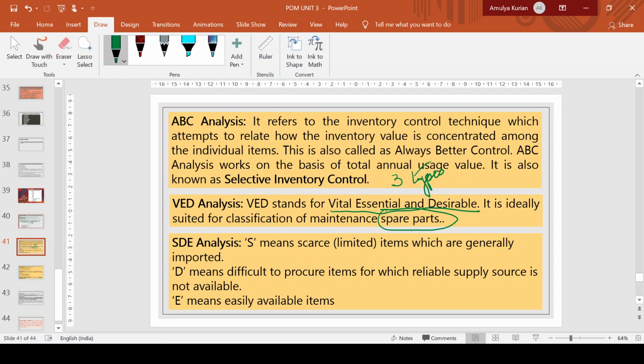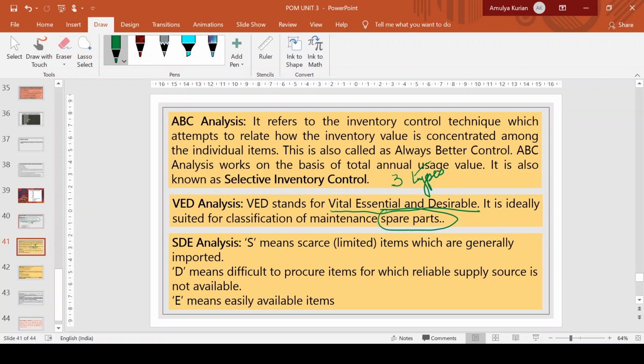So VED analysis is basically for spare parts. VED stands for vital, essential and desirable. Vital means without that production won't happen. Essential means if it is not there, there will be a disruption for a short period of time. Desirable, if it is not available, it can cause minor disruption for a short period of time and the cost incurred is nominal. The next one is SDE analysis.